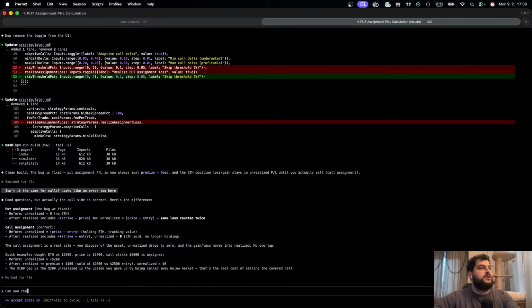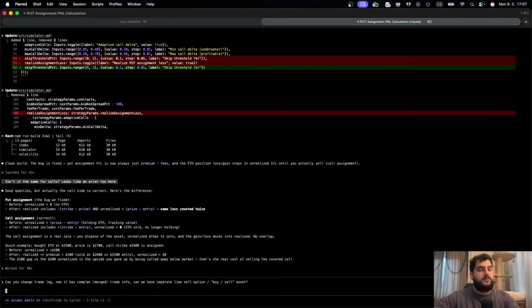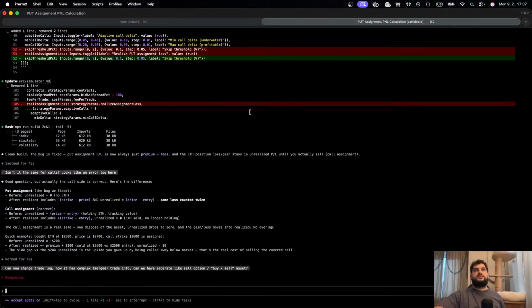Okay, can you change the trade log? Now it has complex merged trade info. Can we have separate entries, like sell option and buy or sell asset? Let's just change it. Maybe I'll see something wrong.